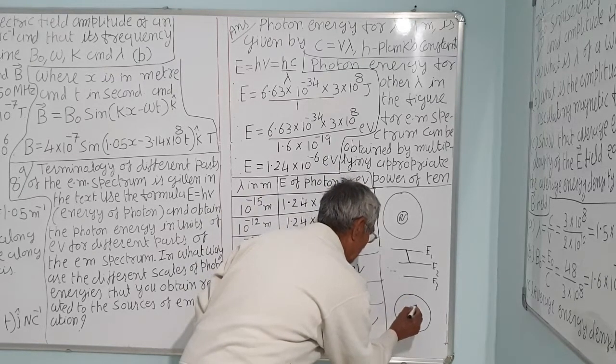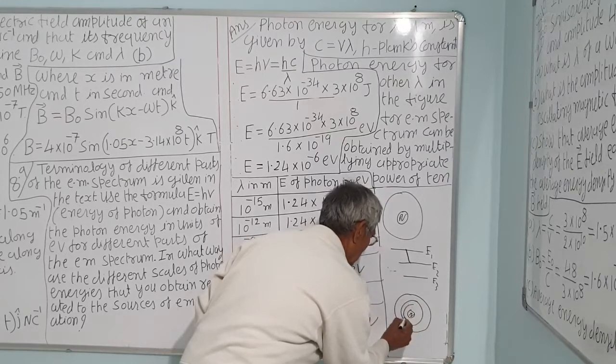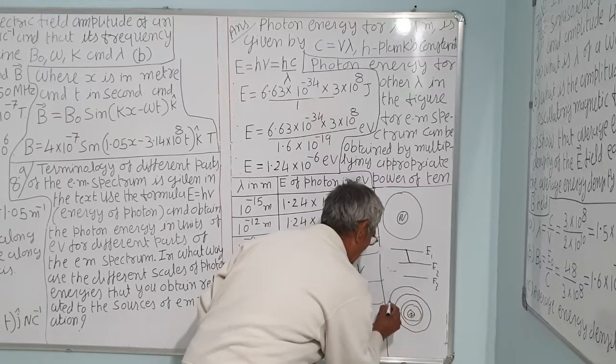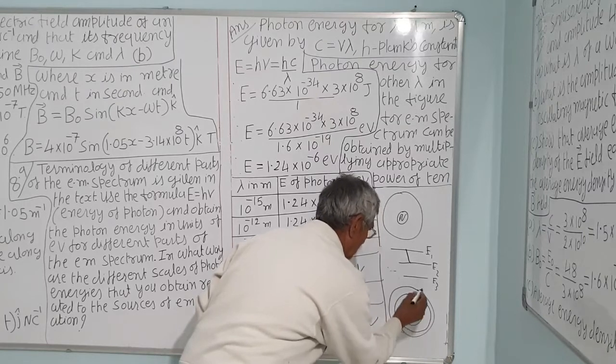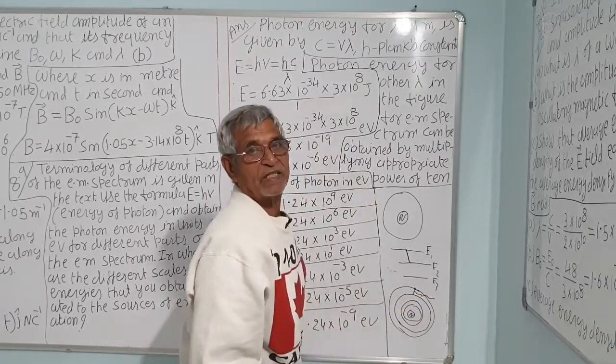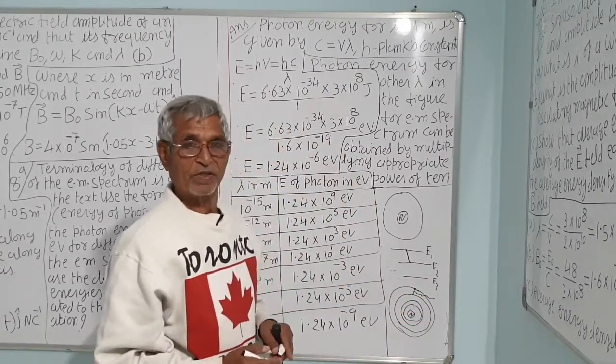Similarly, for lesser energy, this is a nucleus, and electrons revolve around it, correct? There are different energy levels in the orbit. So when an electron jumps from one orbit to another orbit, a photon is radiated. And this is very less energy. It is measured in the electron volt unit.